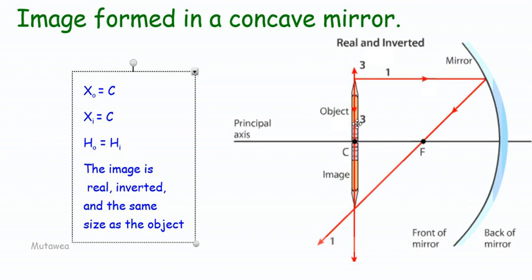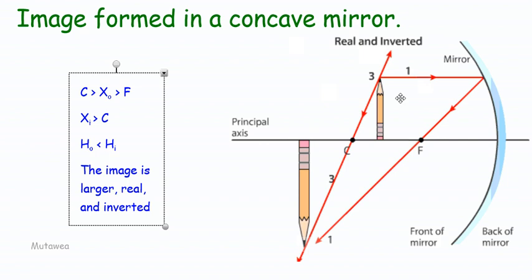If the object's distance equals the radius R, or the object is at C, and we draw only one light ray like this, the image will be formed at the same distance with the same height as the object itself. So the image is real, inverted, and the same size as the object.